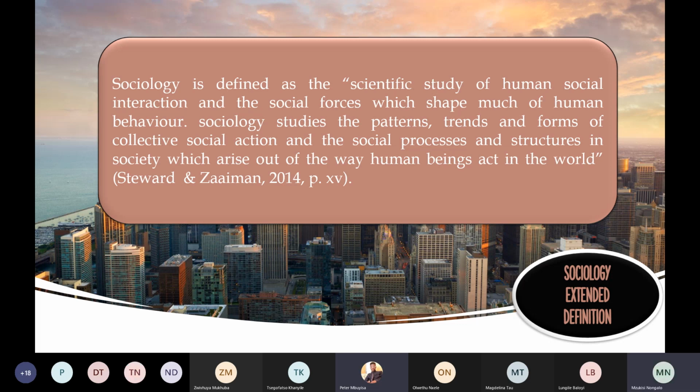And then again, to continue, it says it's a scientific study of human social interactions. So what are those human social interactions? We start to think about how people interact in a micro sense, in a small scale sense, and how they interact in a broader sense. So we look at the relationships and interaction between people. We call the small scale, individualistic relationships micro-sociology.